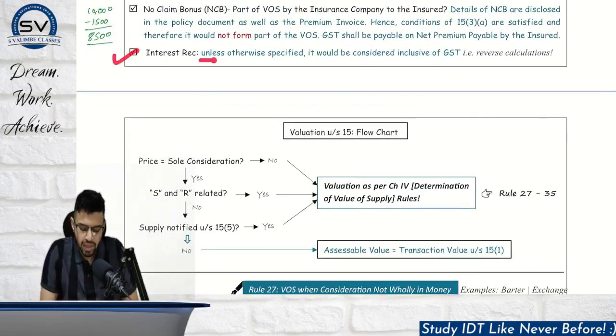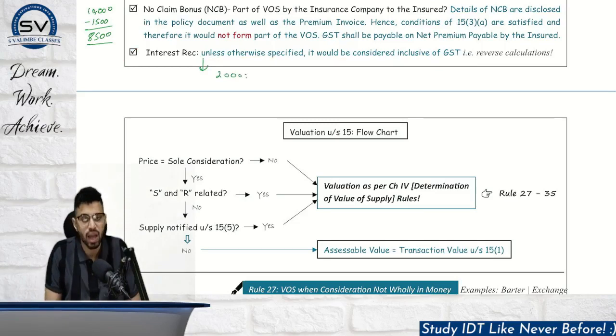Interest received, unless otherwise specified, would be considered inclusive of GST. What do you mean by that? This is tested sometimes in the exam, I have seen such questions in the material as well. Let's say it is shown that 2000 rupees interest was received, and we clearly know that interest is leviable to GST.